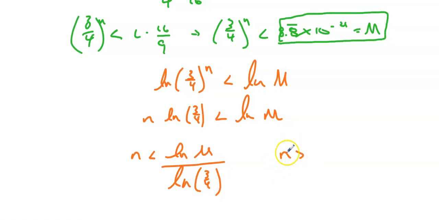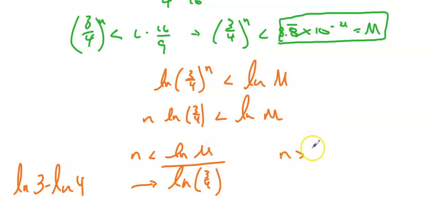Now, you may ask yourself, well, why do we change the sign? Guys, remember that this right here, the natural log of 3 over 4, is the natural log of 3 minus the natural log of 4. So this is actually a negative number. So we're dividing both sides by a negative number, so we have to change the sign.